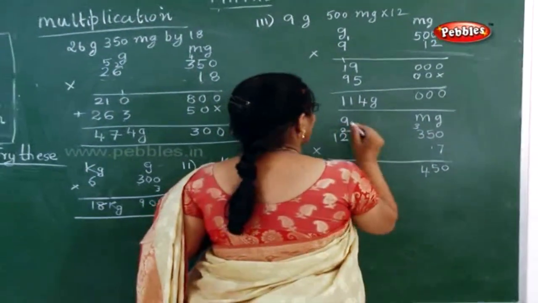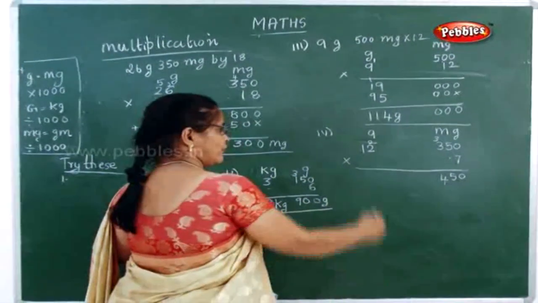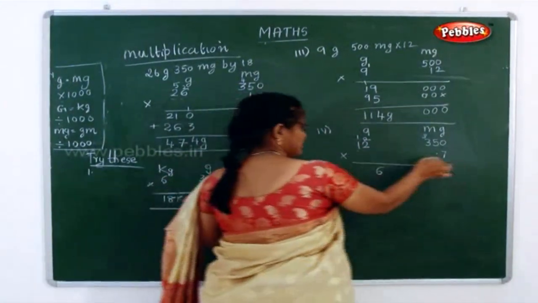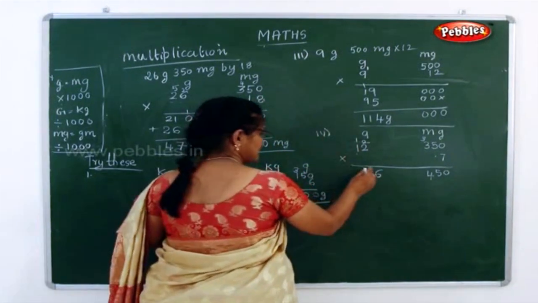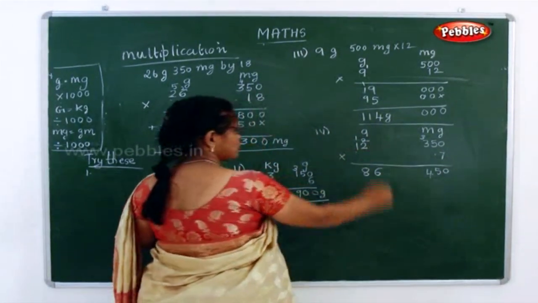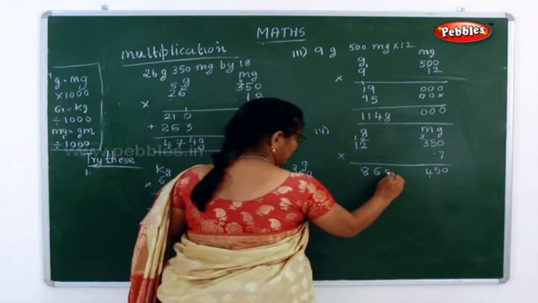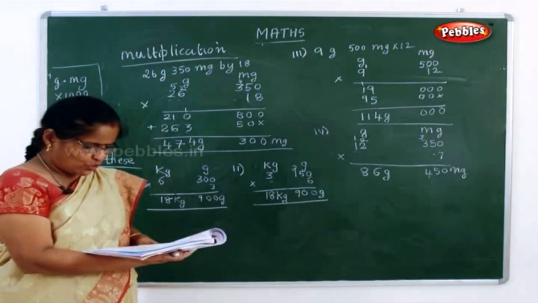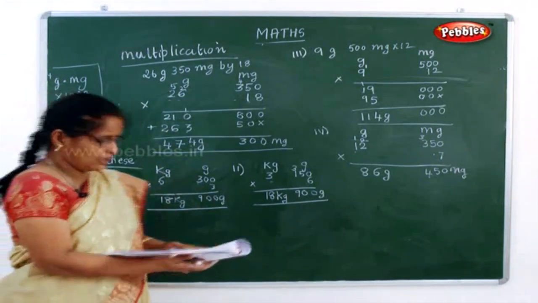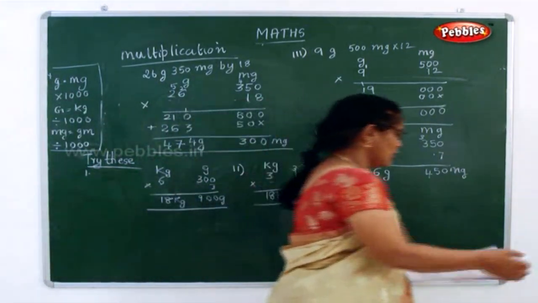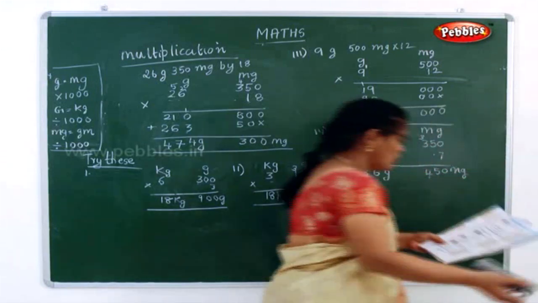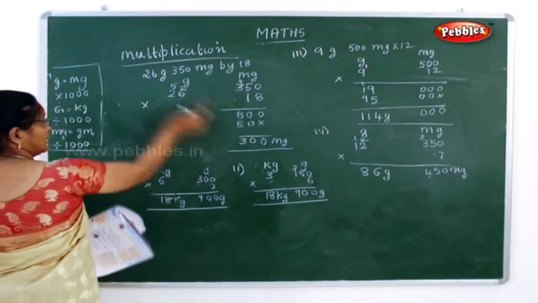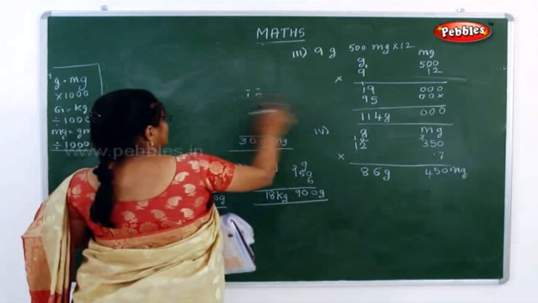What is 2? 2 7s are 14. 14 plus 2, 16. 1 here. 1 sevens are 7. 7 plus 1, 8. Now what you are supposed to write here? You have to write gram and here mg. So this is how you have to multiply your values. Is it clear now? I think you must have understood subtraction, addition and multiplication. These are all normal multiplication you are going to do.